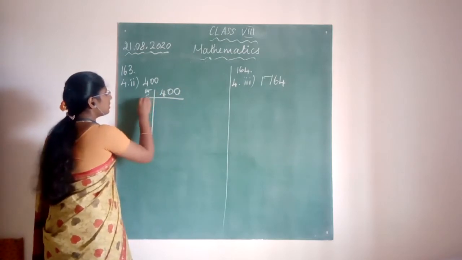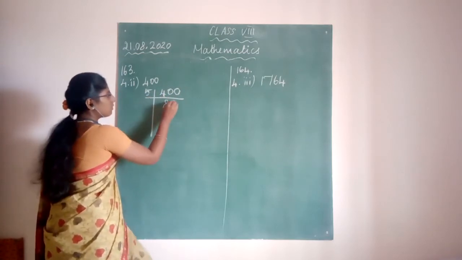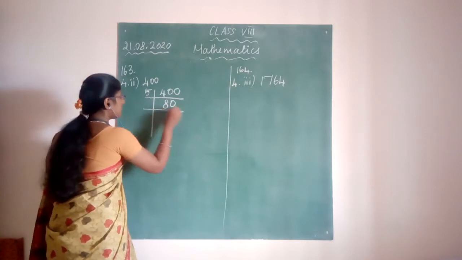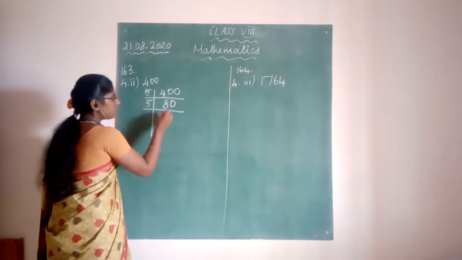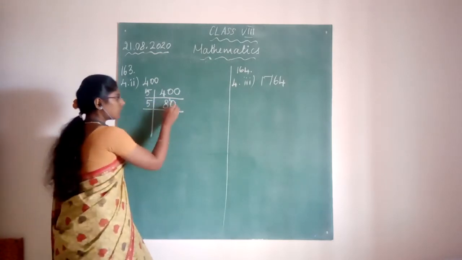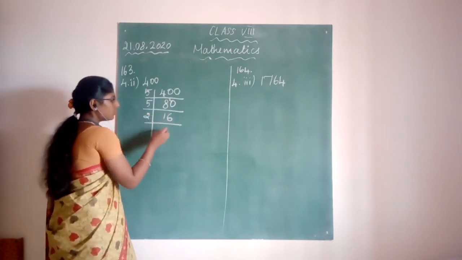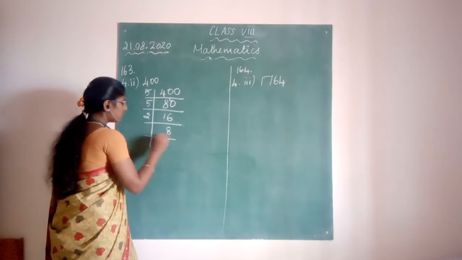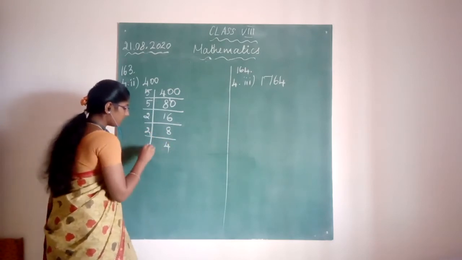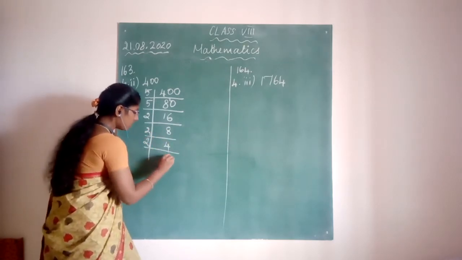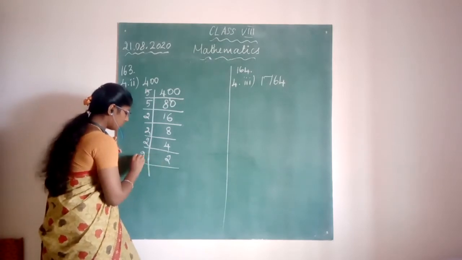Take 5 table. 5 8s are 40. Okay, so add this 0 as it is. Again take 5. 5 1s are 5. 3 is remaining. Okay, so 30, that is 5 6s are 30. Then you can take 2 table. 2 8s are 16. Then 2 4s are 8. Then 2 2s are 4. Then 2 1s are 2.